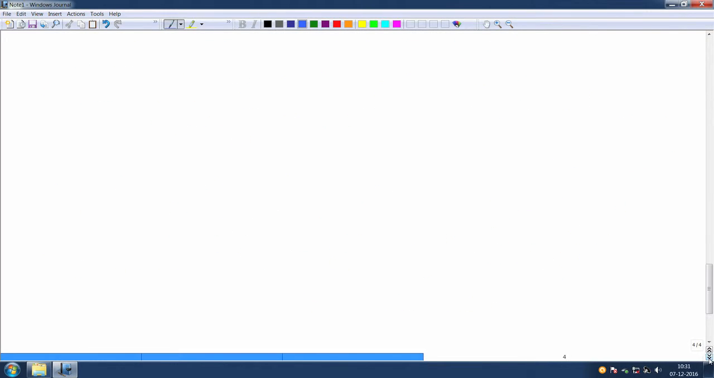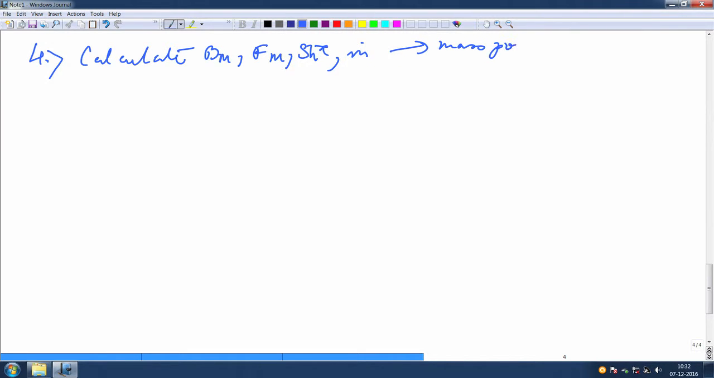Let us look at what you do in step 4. In step 4 you calculate B_M, F_M, Sh star and m dot, all from the mass point of view. You are calculating all the quantities like B_M, F_M, Sh star and m dot. m dot is the mass flux.